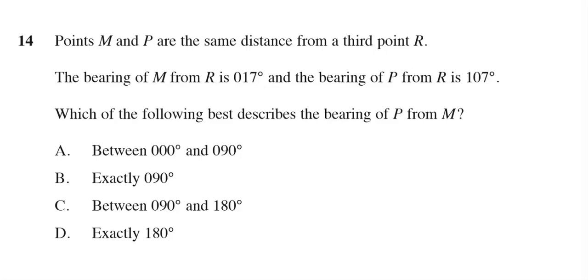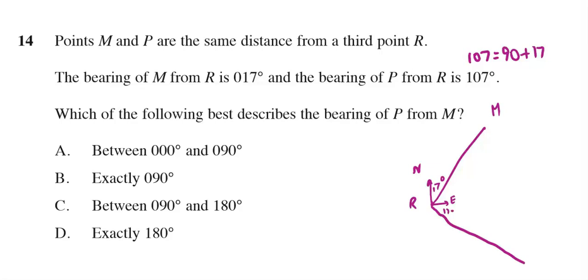Okay, so it's helpful to draw a diagram. We know that M from R is at 017. So if this is R, north is here, and M is only a very small number of degrees from there. 17 degrees gets us up there to M. And we know that P is at 107. So 107 equals 90 plus 17. So east is there, and this one is 17 more than 90. So that's the 17 degrees there. We know that they're the same distance apart.